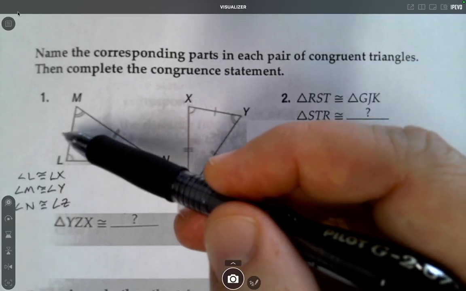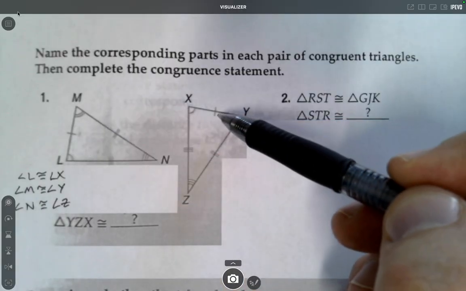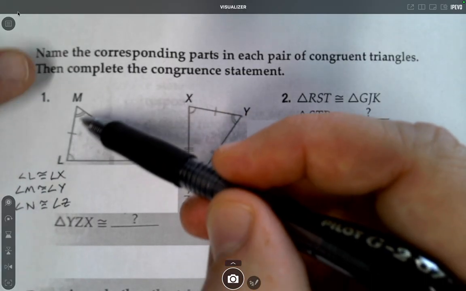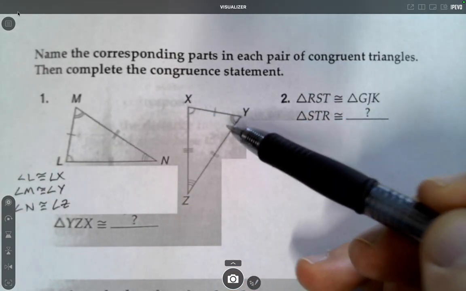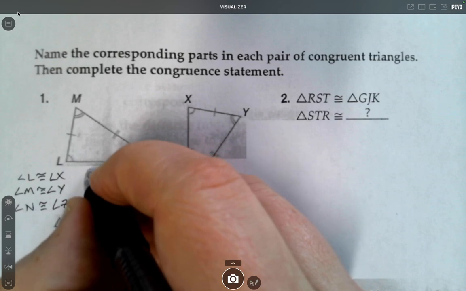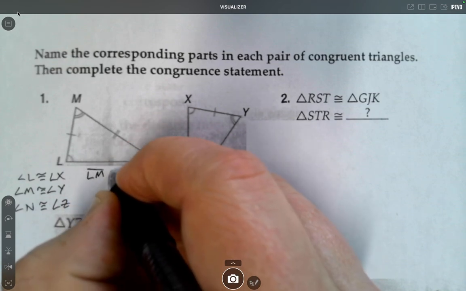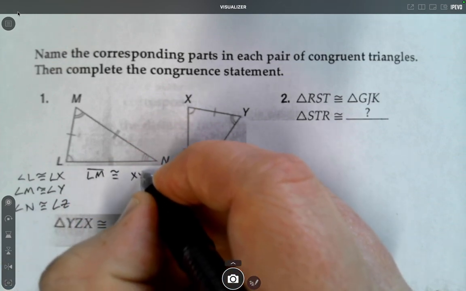So like we see just one tick mark here and one tick mark here. But I'm going to go LM, which means I go one arc, two arc, and then XY, because that goes one arc, two arc. So side LM is congruent to side XY.